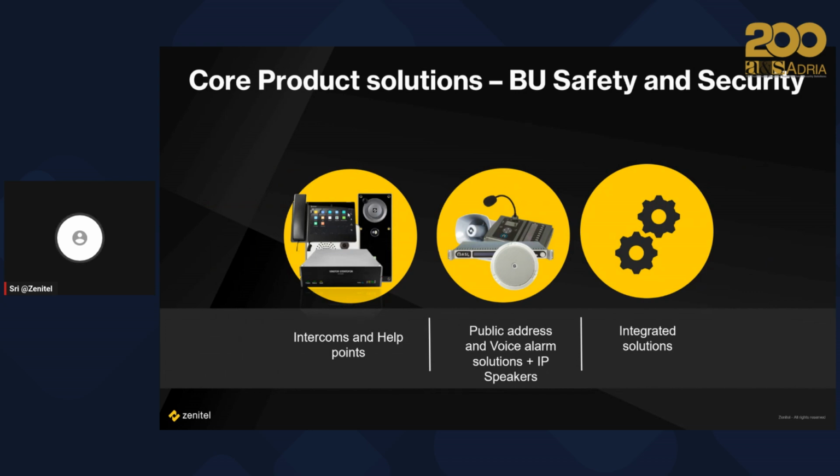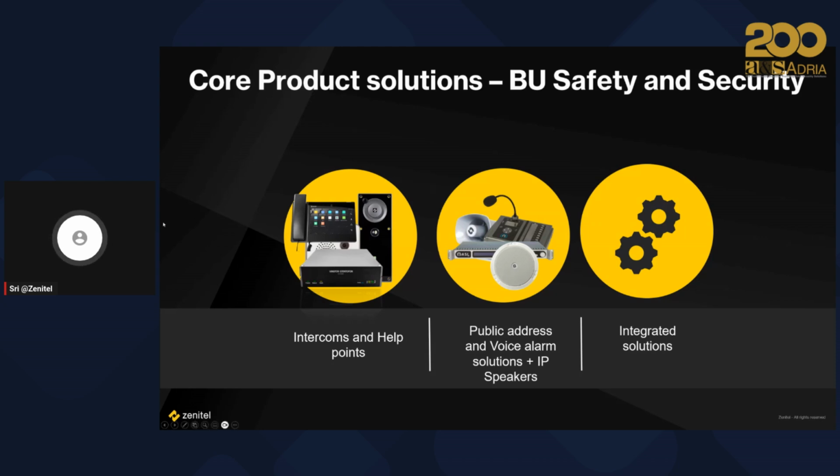So what we do within the BU safety and security, which I belong to, is we have three major product categories. First and foremost, I just wanted to highlight that we deliver end-to-end communication solutions, including the end devices, server platform, as well as the integrated solutions, as you see here on the screen. The first category is intercom and help points, where we deliver on customers' operational and security communication needs. That is primarily facilitating one-to-one communication between two different parties, such as visitors and control room operators.